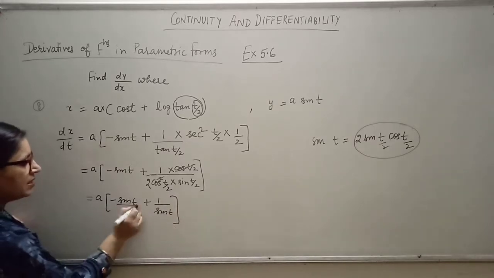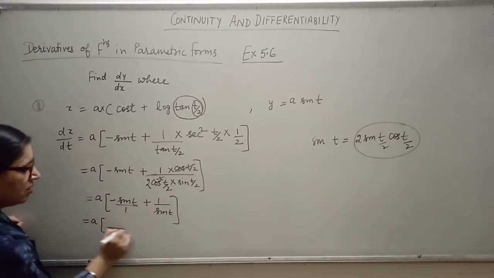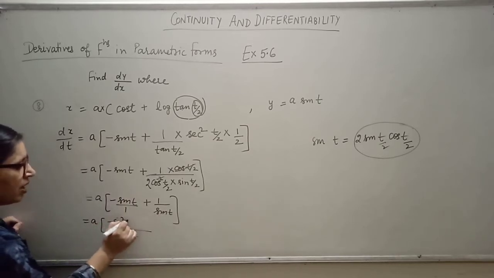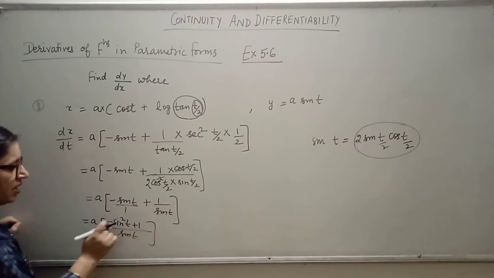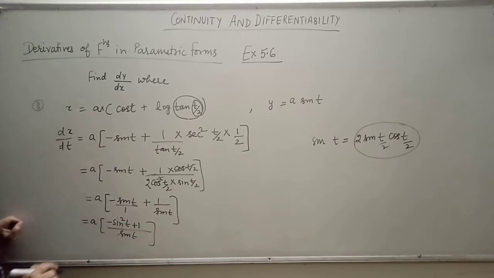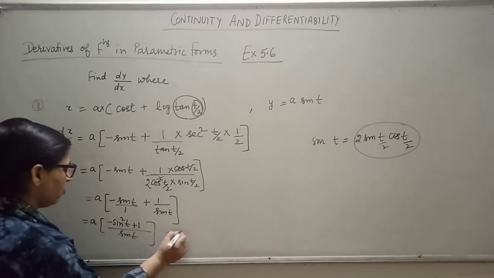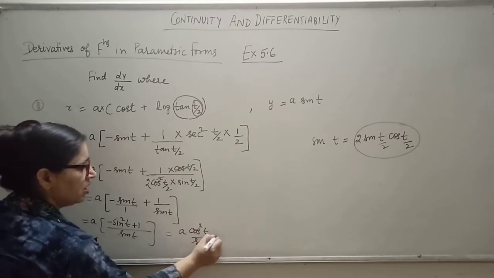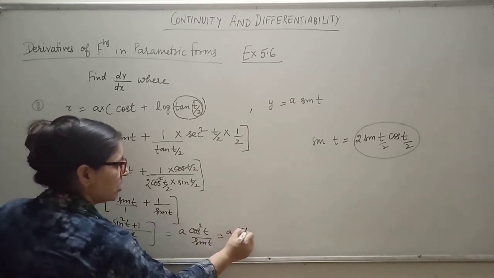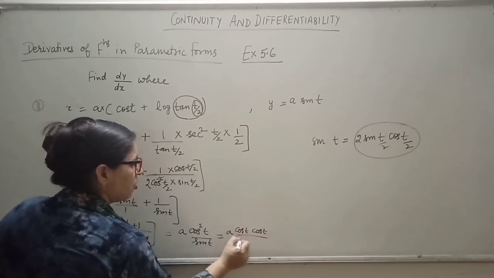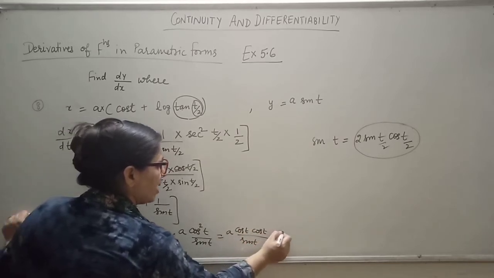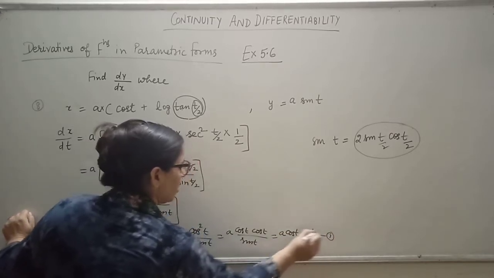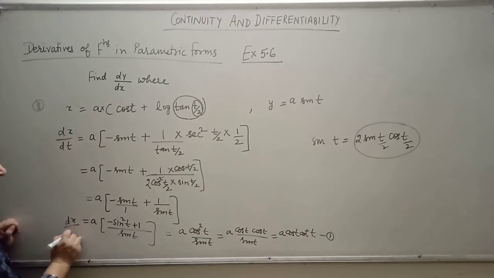Now I will take LCM. So it becomes, sin t, this sin t will be multiplied. So this is minus sin² t plus 1. 1 minus sin² t becomes cos² t. So it is equal to a into cos² t upon sin t. So it can be written as a cos t into cos t upon sin t. So it becomes a cos t cot t. Okay, name it 1. This is equal to your dx by dt.